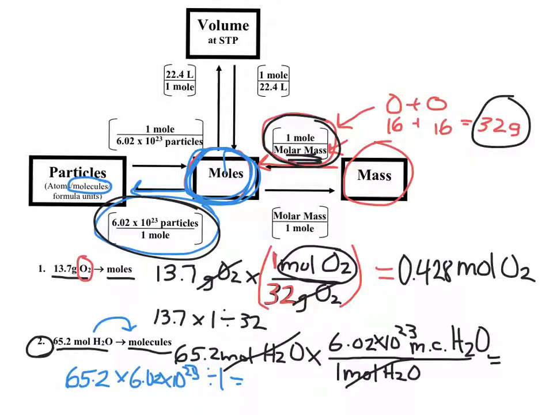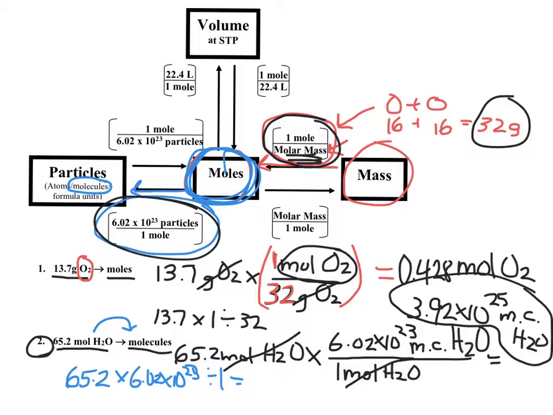In the end, and forgive me, I'll throw it up here just above the problem. The answer is going to be about 3.92 times 10 to the 25th. And that is going to be in units of MC for molecules of H2O. Sorry I had to jam it in there for the answer, but at least you get the idea of what's going on.